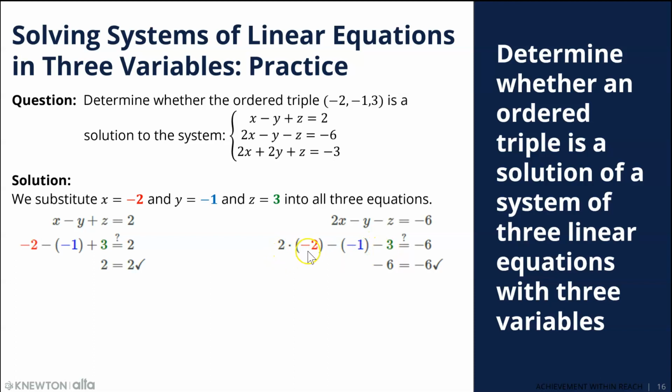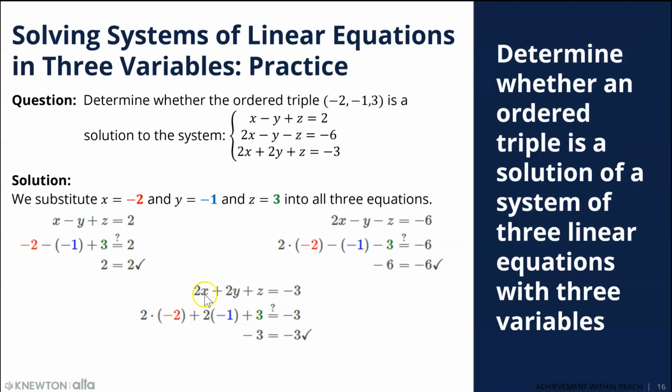2 times -2 is -4. And then this becomes plus, so plus 1, that's -3. Minus 3 is -6. So therefore, this equation is true. That means this ordered triple is also on this equation here. And lastly, we consider the third equation, 2x plus 2y plus z equals -3.